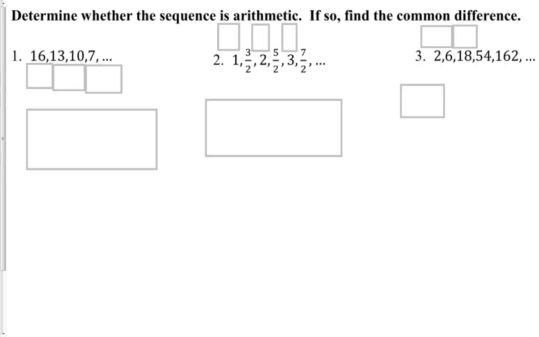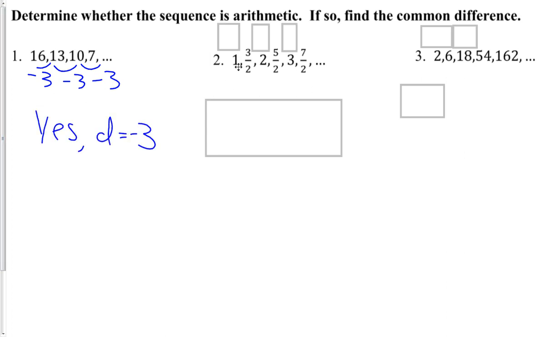Now, starting off, determine whether the sequence is arithmetic, and if so, find the common difference. So we have 16, 13, 10, 7. You're looking at what each jump is. Is there a common jump? Minus 3, minus 3, minus 3. Sounds good to me. I would say yes, the common difference is minus 3.